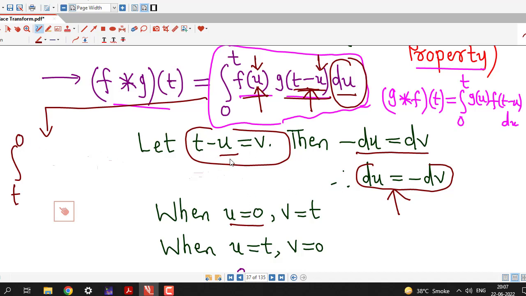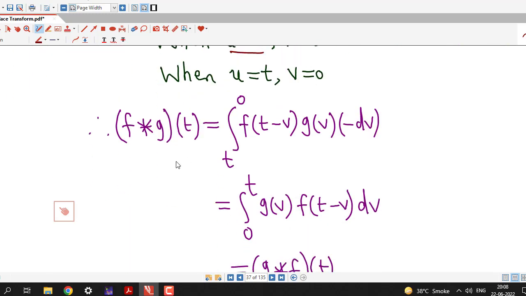Now the value of u from this is t minus v, so f of t minus v, t minus u is considered as v, and du is minus dv. So that step I have written here. Therefore f star g of t equals the integral from t to 0 of f of t minus v, g of v, minus dv, and because of this negative sign we can write these limits as from 0 to t, g of v, f of t minus v, dv.